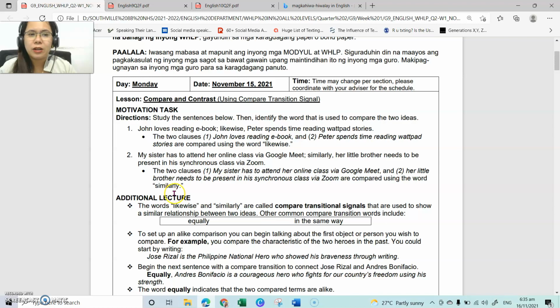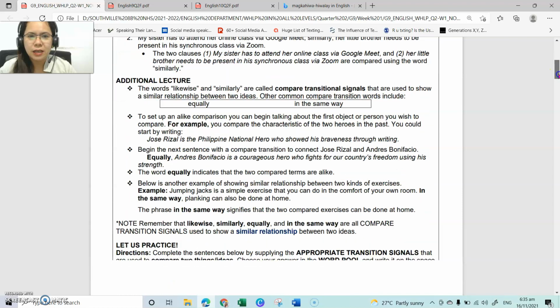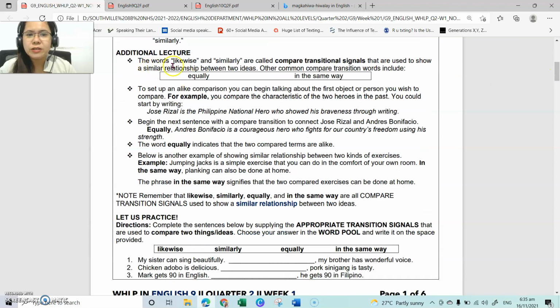Okay. So additional lecture, you cannot find this one in your module. So you just study here. So the words likewise and similarly are called compare transitional signals that are used to show a similar relationship between two ideas. So there are other common compare transition words include equally, in the same way. Actually, there are a lot of compare transitional signals, but here you just have to study the words likewise, similarly, equally, and in the same way.